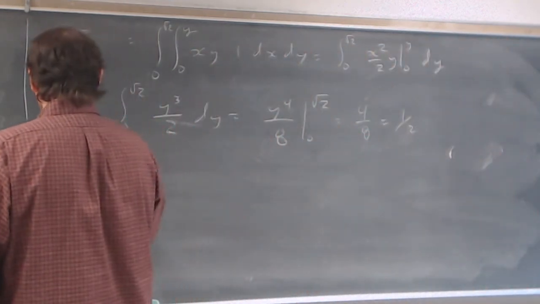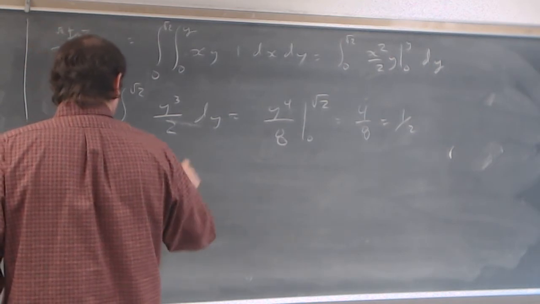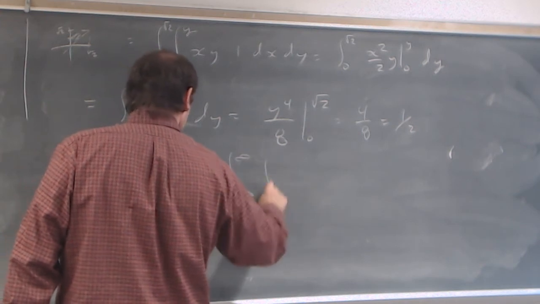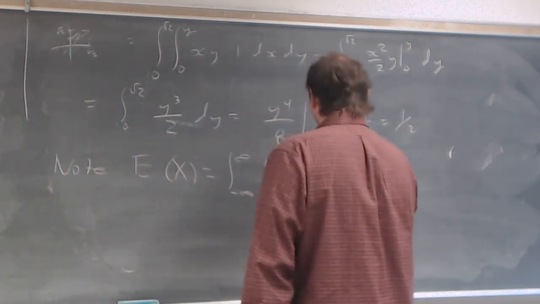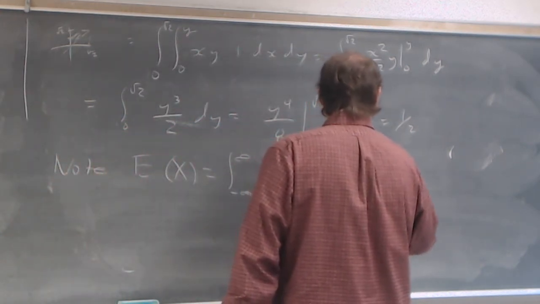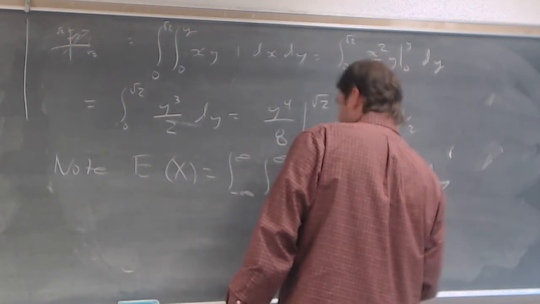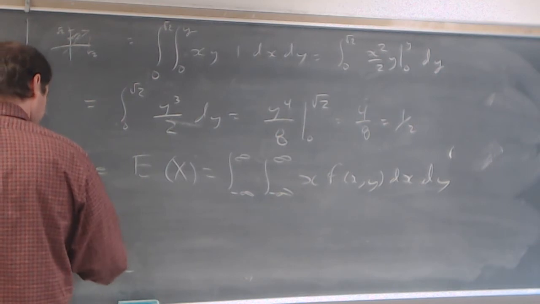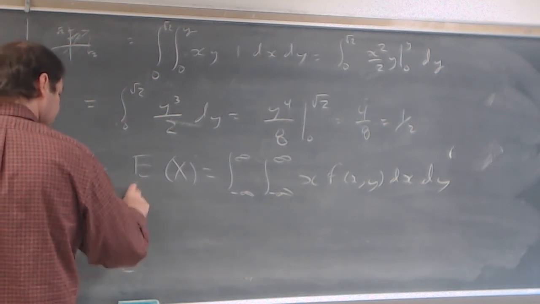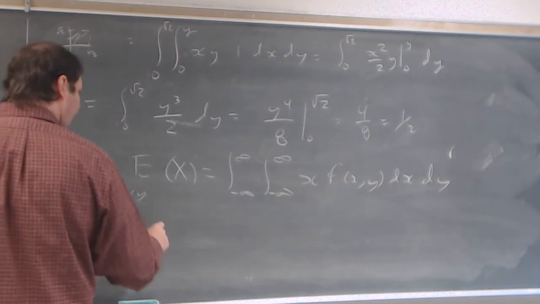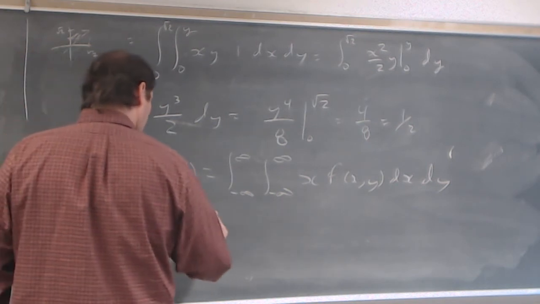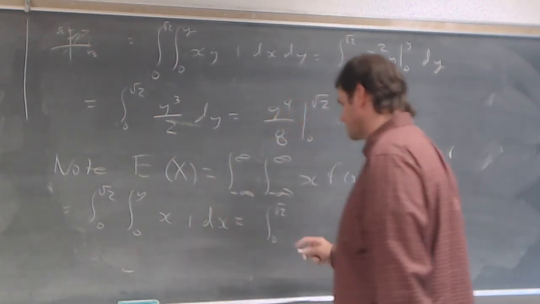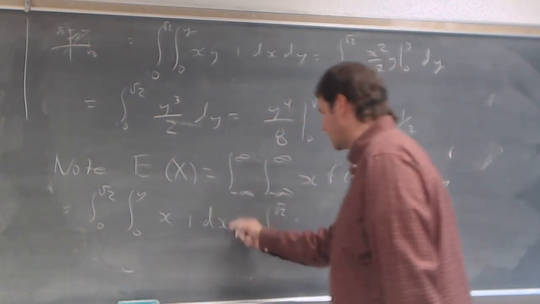The next thing is the expected value of x. That can be thought of as the double integral from minus infinity to infinity, minus infinity to infinity of x times f of x comma y, dx dy. Because of the way the joint PDF is defined, this is going to be from 0 to the square root of 2, 0 to y of x times 1 dx, which would be equal to the integral from 0 to the square root of 2, and I should have dy here.